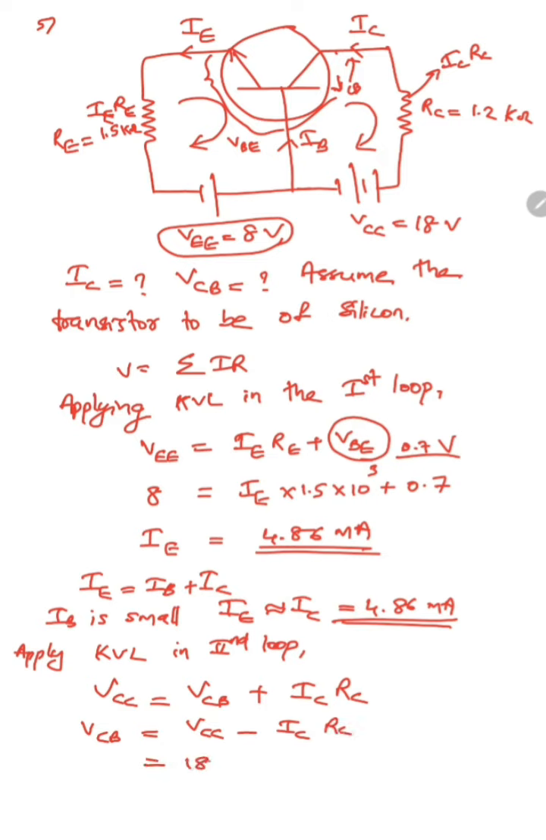VCC is given as 18 minus IC, which we found to be 4.86 into 10 raised to minus 3, into RC, given as 1.2 into 10 raised to 3. By calculating this you will get 12.16 volt. So this is the value of VCB.